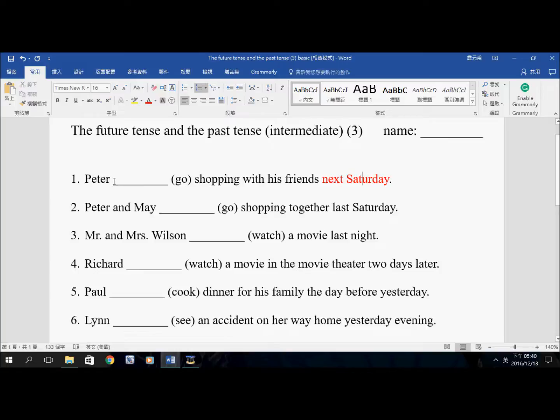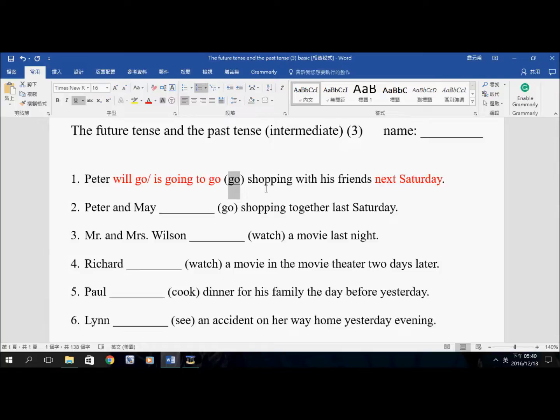Now future tense, you either use will or be going to with the base verb. So let's write both of them down. So the answer is Peter will go or Peter is going to go. And go, it's an action verb. And it's also a verb that talks about going to a place, coming to a place.